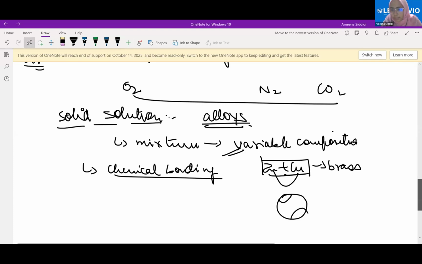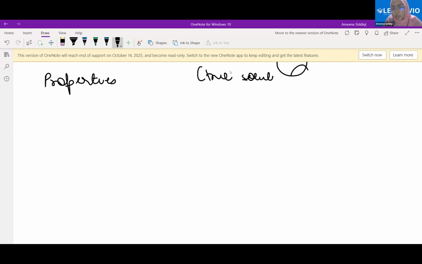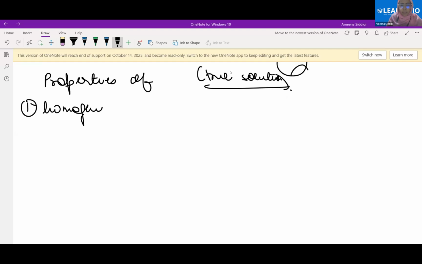No. Fine. Now, quickly, we are going to discuss some of the properties of solutions. Mind it, at times, solutions might be referred to as true solution. Whenever we are referring to true solution, we are referring to homogeneous solution. Please be mindful of it. Okay. Properties of true solution. First of all, it is homogeneous.